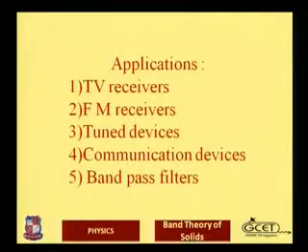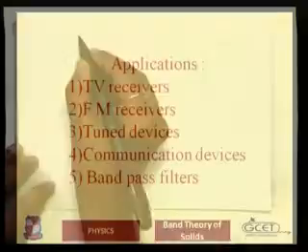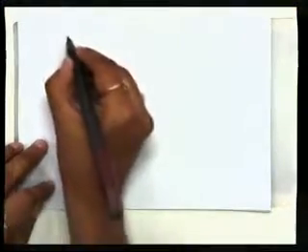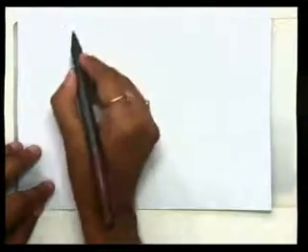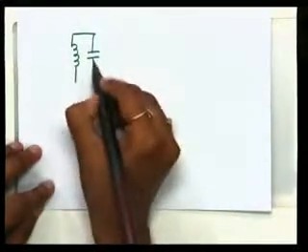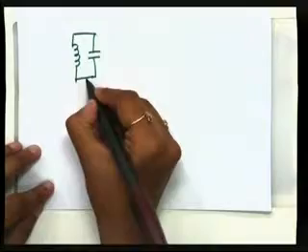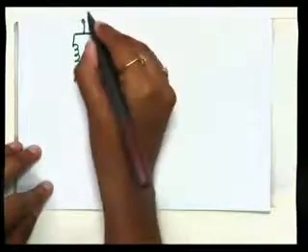Now what are the applications that we will see in this slide? The applications are in TV receivers, FM receivers, tune devices, communication devices, and band pass filters. What do these devices do when we want to tune some frequency in an LC circuit? You must have learnt about the LC circuit, right? What does a simple LC circuit say to you? That it has one inductor and one capacitor.